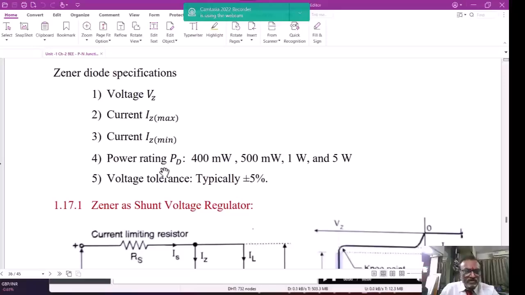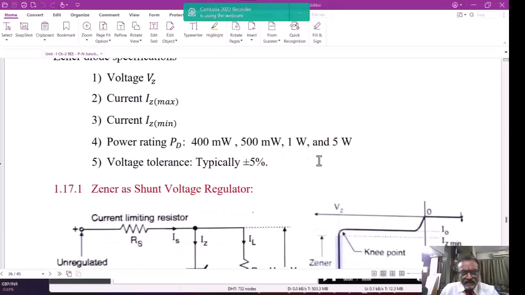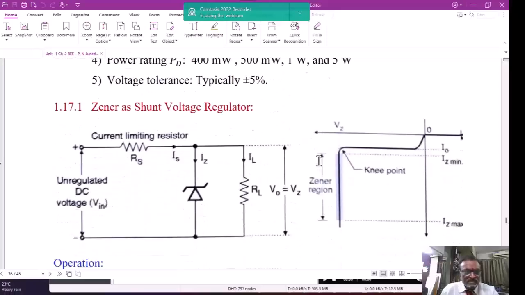Various specifications of the Zener diode are: the very important specification is the Zener voltage, the maximum Zener current, the minimum Zener current Iz minimum, and the power dissipation rating of the Zener diode. Normally Zener diodes are available in 400 milliwatt, 500 milliwatt, 1 watt, 5 watt and so on. The Zener voltage tolerance is typically plus minus 5%.